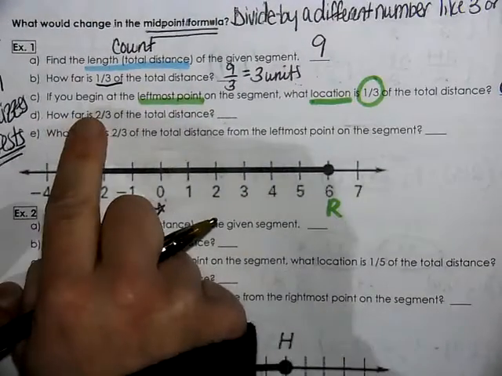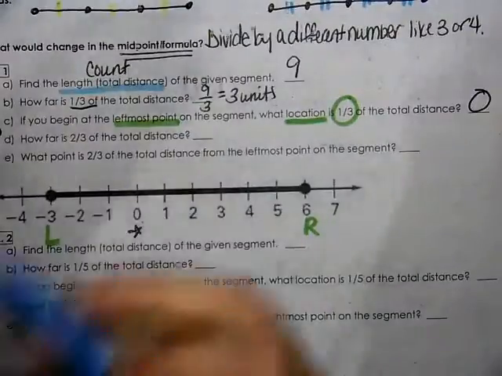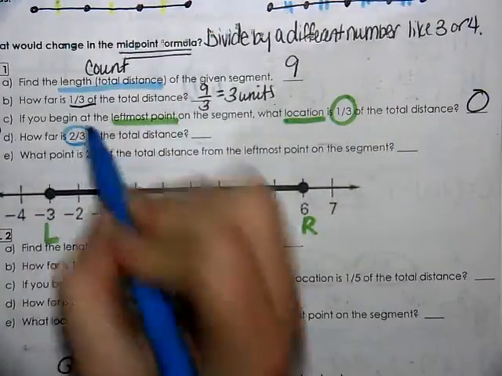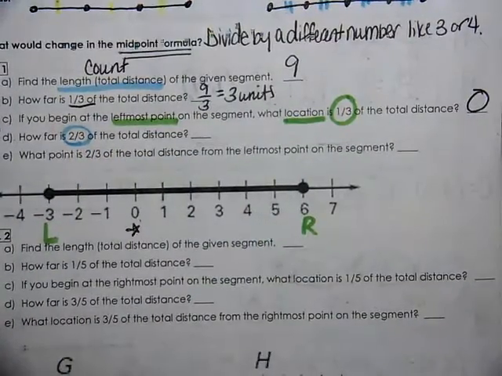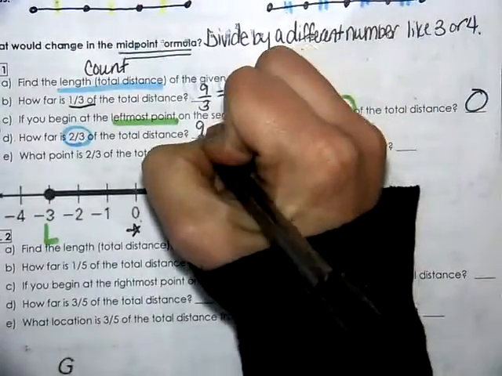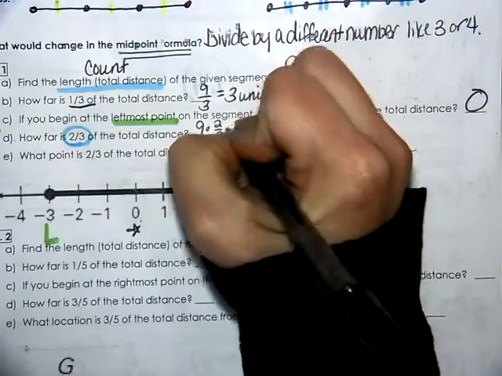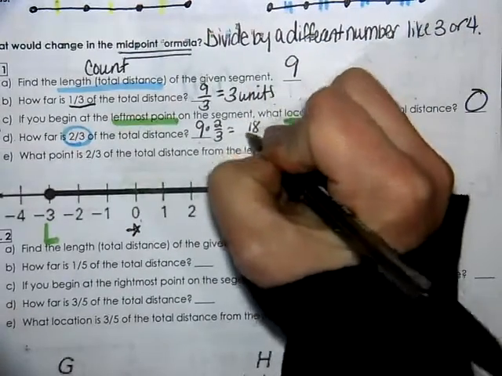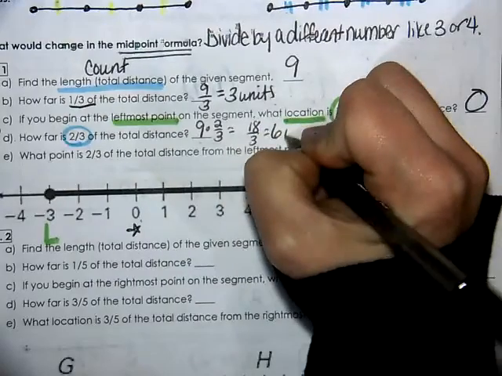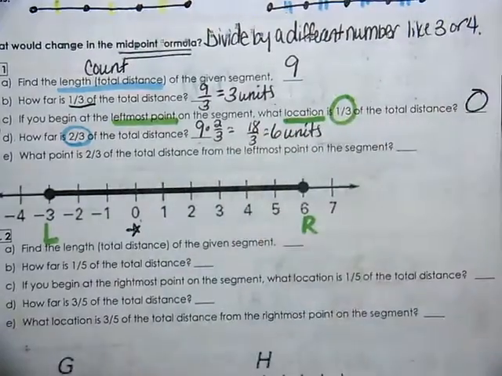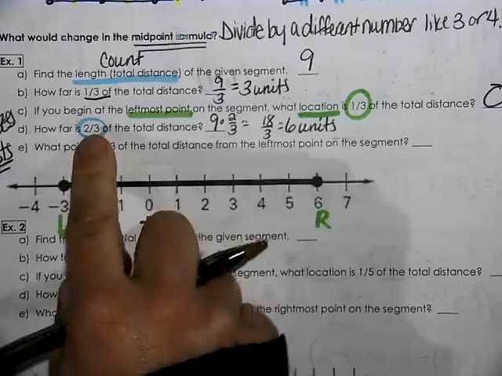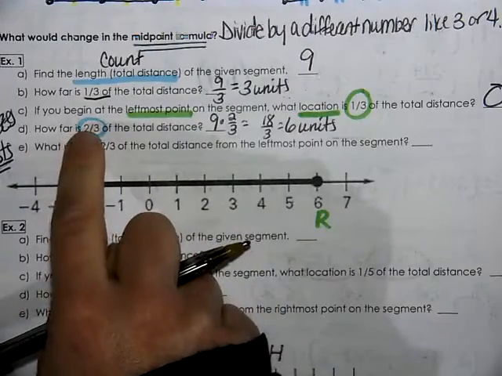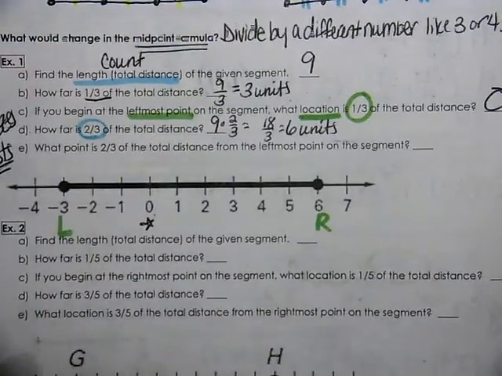Letter D says, how far is 2/3 of the total distance? Well, let's think about that. What is 2/3 of the total distance? That is essentially 9 times 2/3. So 9 times 2 is 18, and 18 divided by 3 is 6. So 6 units. That's how far you would travel if you were to go 2/3 of the whole distance.